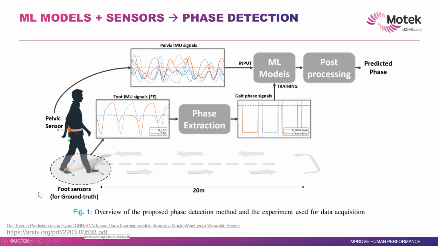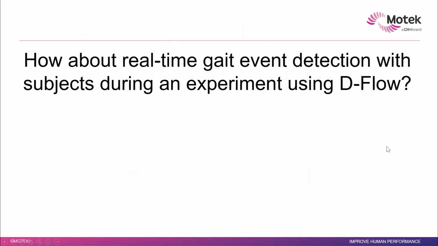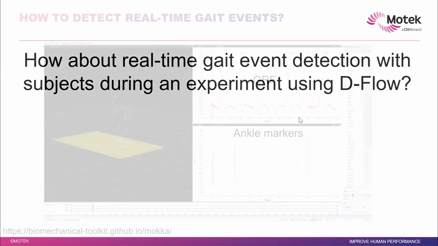So have a look at this paper. It actually nicely compares different types of machine learning methodologies as well. But how about real time? For instance, in Motek devices with dflow, we want to do real-time gait event detection while the subject is doing an experiment for different reasons. I would like you to tell us what you would do with this information.